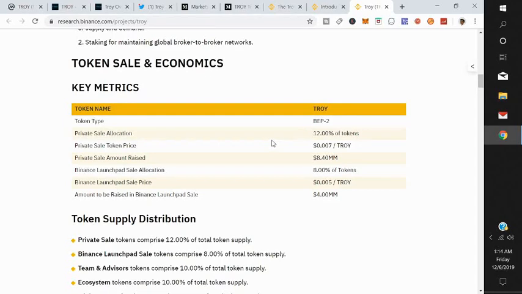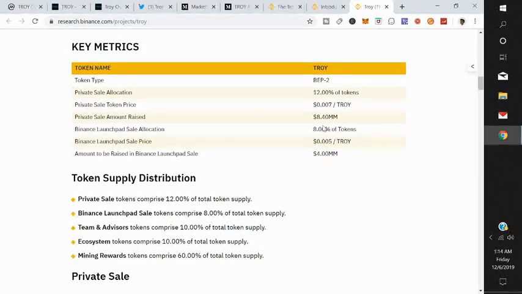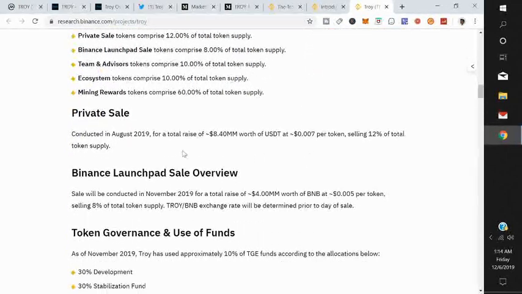They had a private sell allocation of 12% of the tokens. The private sell token price was 0.7 of a penny. The private sell amount raised was $8.4 million. The Binance Launchpad sell was 8% of all tokens. The Binance Launchpad sell price was 0.5 of a penny. And they raised $4 million in the Binance Launchpad sell. The private sell was conducted in August of 2019. The Binance Launchpad sell was conducted in November of 2019.